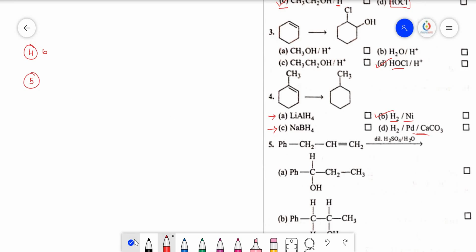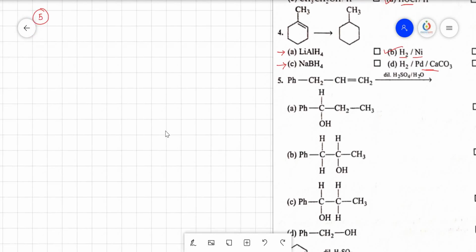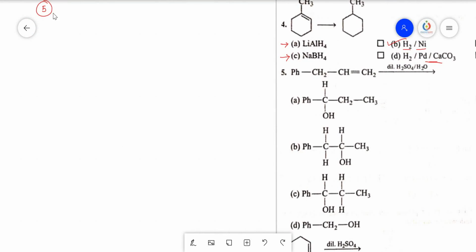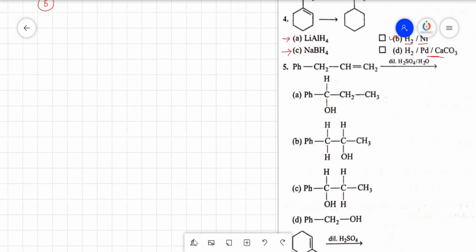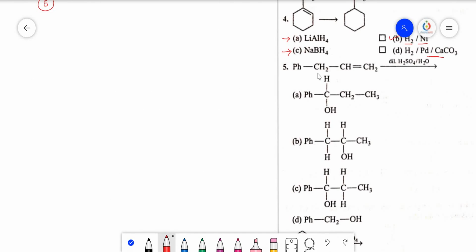Now let's see question number 5. Though it is a little bit big, anyway it is visible to you all. One molecule is given, an alkene, with dilute H2SO4 and water. Among these compounds, they are asking which compound is possible. So I'll write the molecule and its reaction, and I do not touch the options, so that based on the final product we can select the option here. I'll write question 5 once again here.